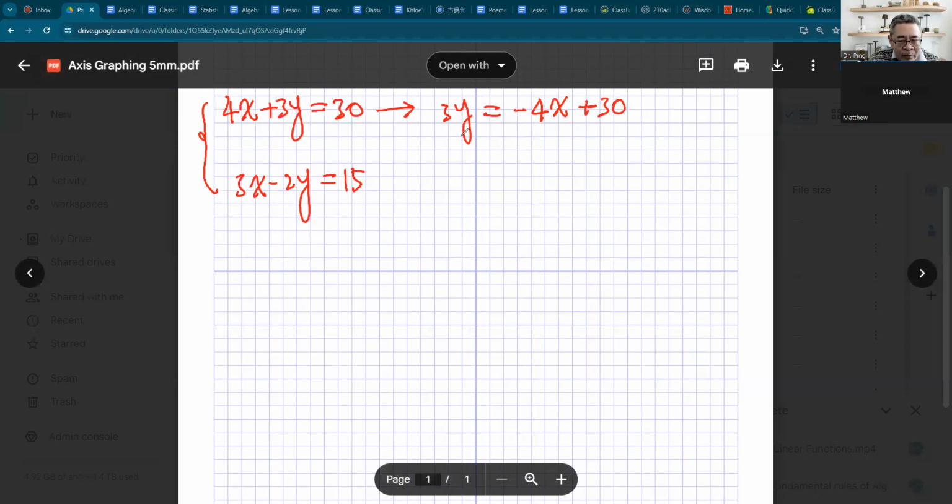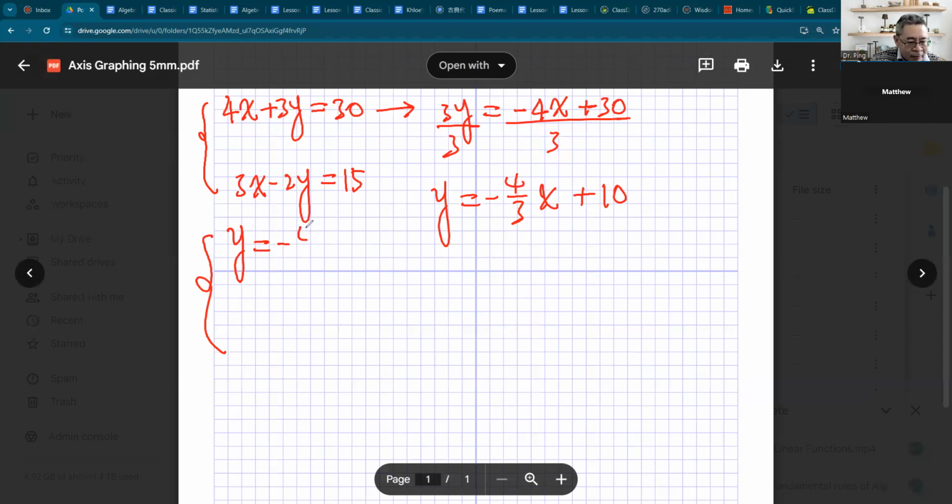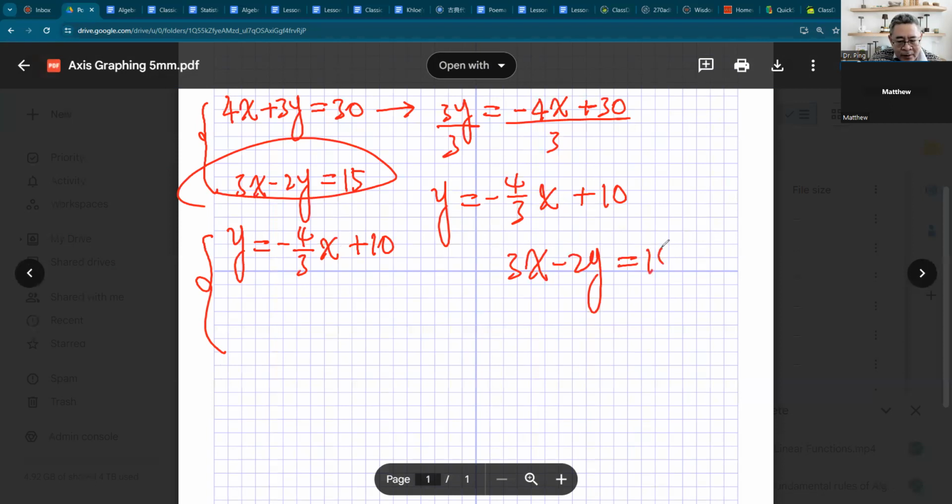And I'm going to divide by 3 on both sides. So if I do that, we got y equals negative 4 over 3x, and this side will be 10, right? Because we're trying to find y anyway, so I might as well write in this form. So this becomes y equals negative 4 over 3 x plus 10, and that also helps us to find the points.